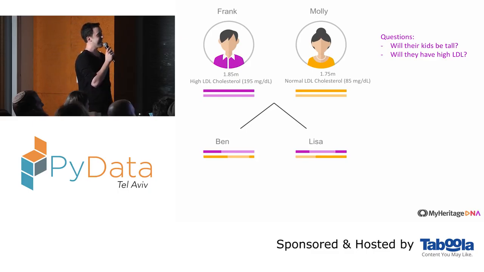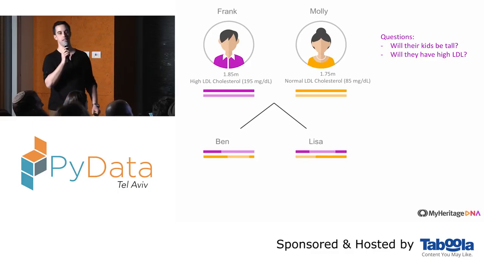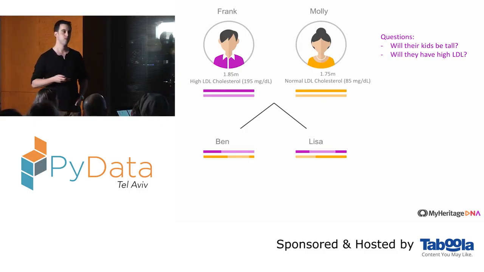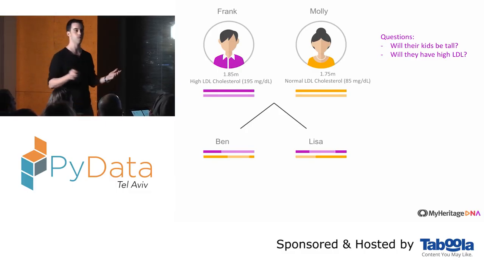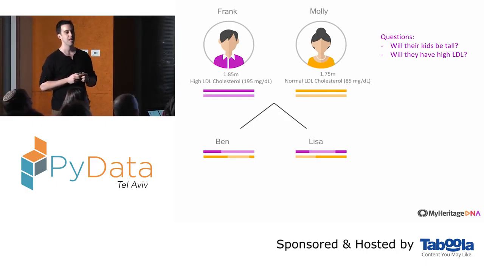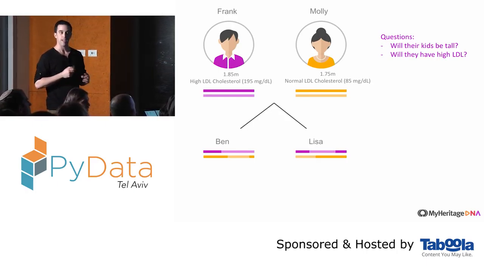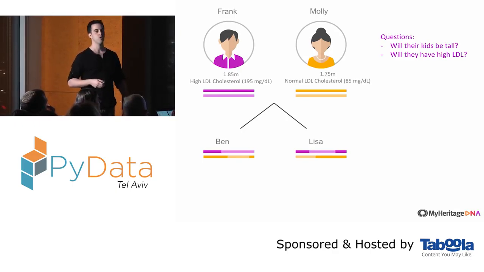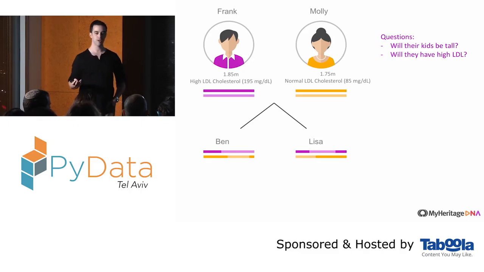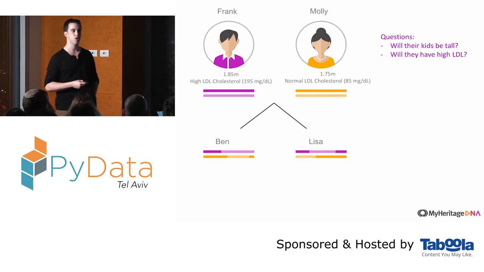What about the chance that Lisa will have high LDL cholesterol? Why is it hard to ask these questions about genomic predictions? I think it's fairly obvious, but why is it hard? Right, they're very complex, and they're not uniquely genetic. The fact that Frank has high cholesterol is not uniquely a product of his DNA, but also of all kinds of other environmental things.